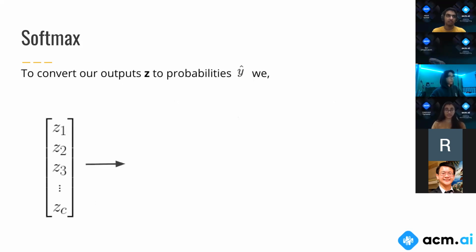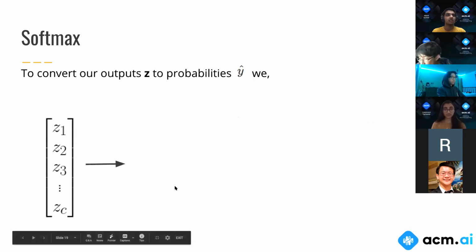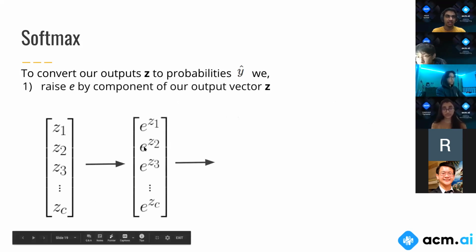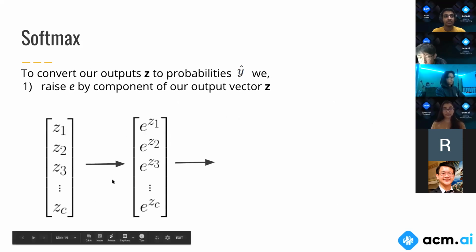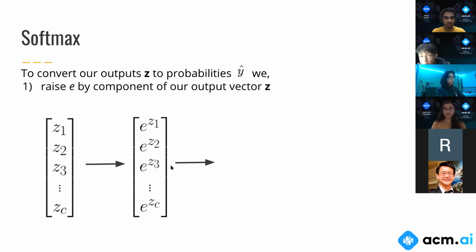And so, a quick recap again. If we have C classes, we take each of those values in the vector and raise e to those values.